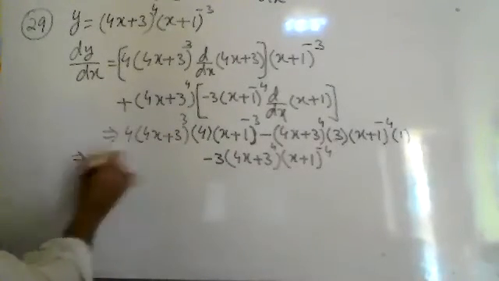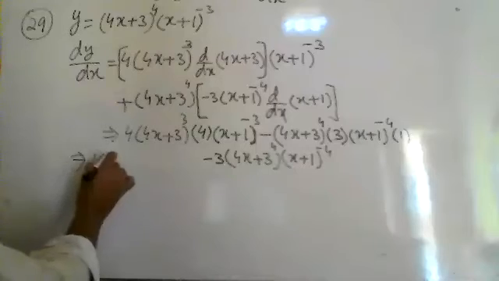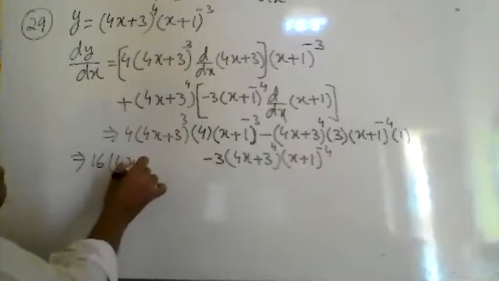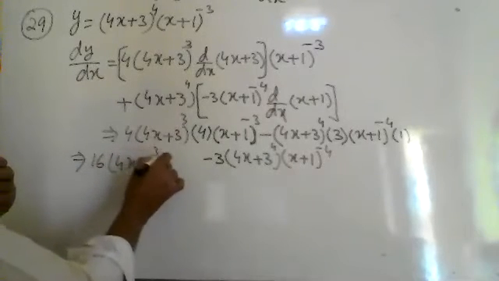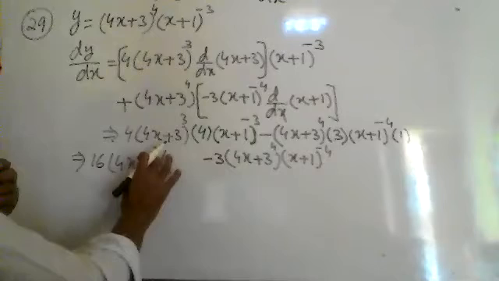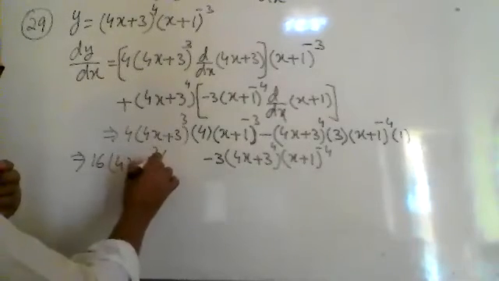It will become 4 into 4, 16, 4x plus 3 raised to power 3 into x plus 1 raised to power minus 3.